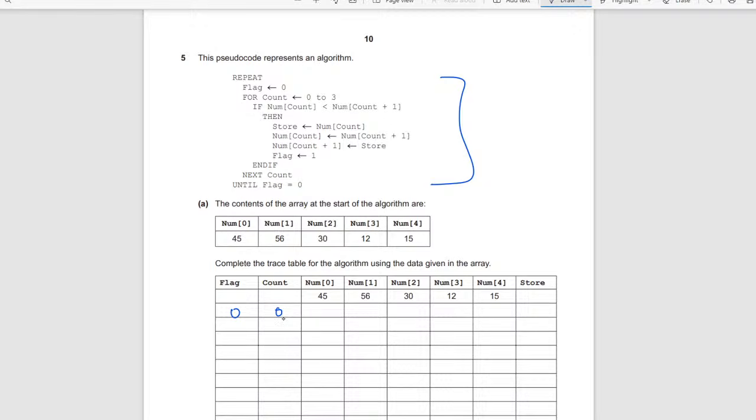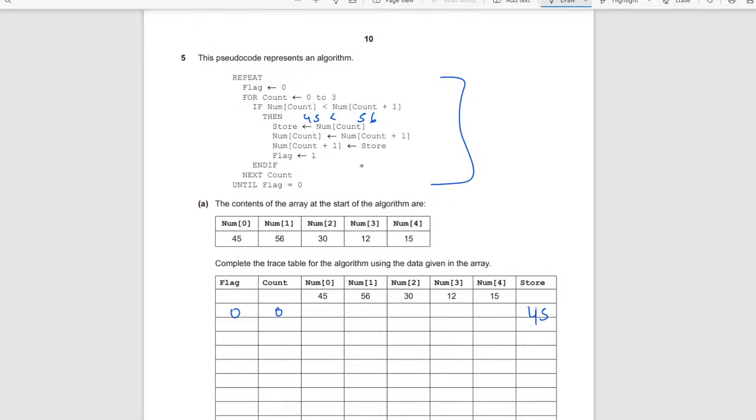We move on then. It says if num count, so num count is num 0, right? If 45 is less than num count plus 1, less than what? Less than 1 plus 1, so less than 56. Is 45 less than 56? Then what do we have to do? It says store is equal to num count. What's the store, sorry? The store will therefore be 45.